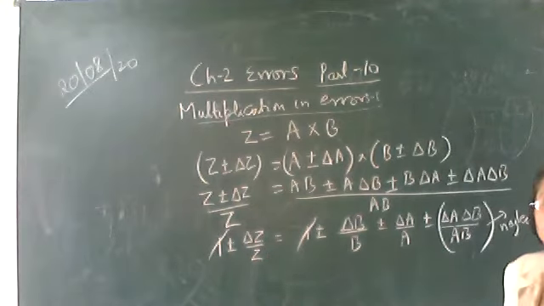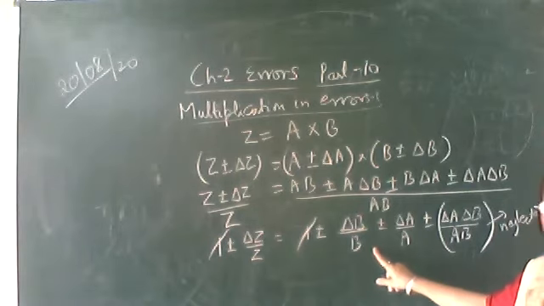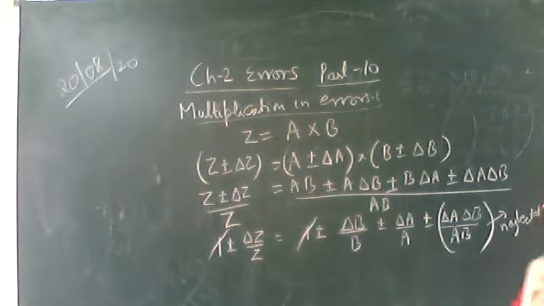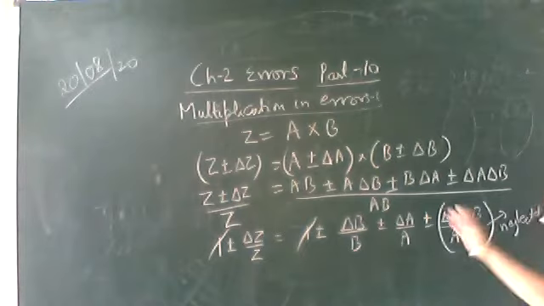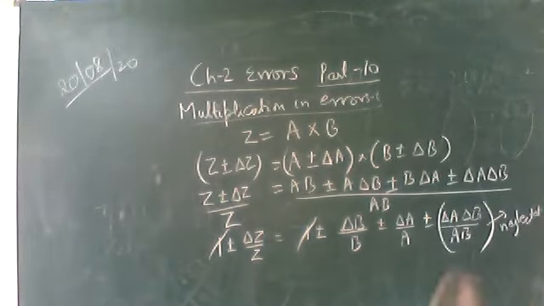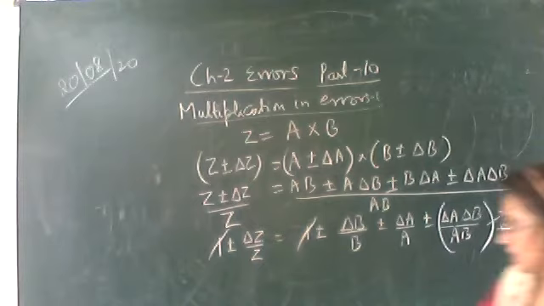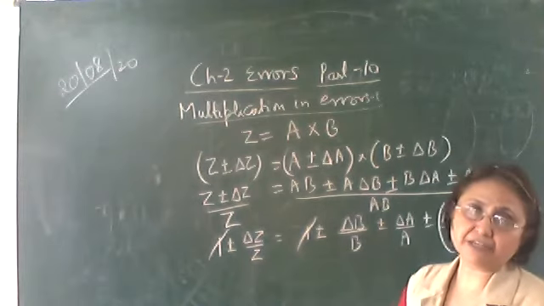Similarly, delta b upon b is the relative error in b. Delta a upon a is the relative error in a. The last term we have neglected. Why? Because it is very small. So this is the relative error in the product.